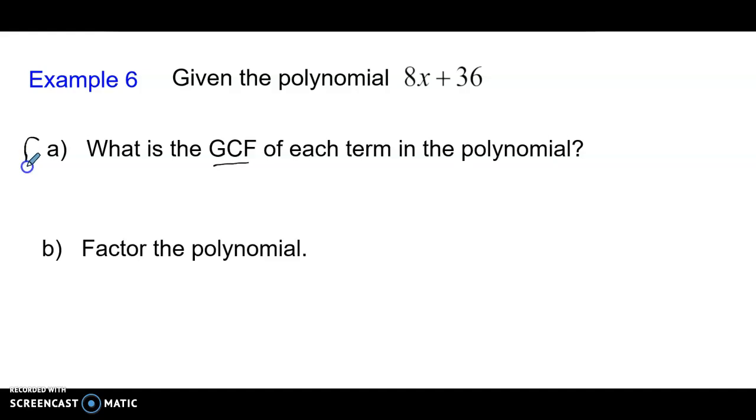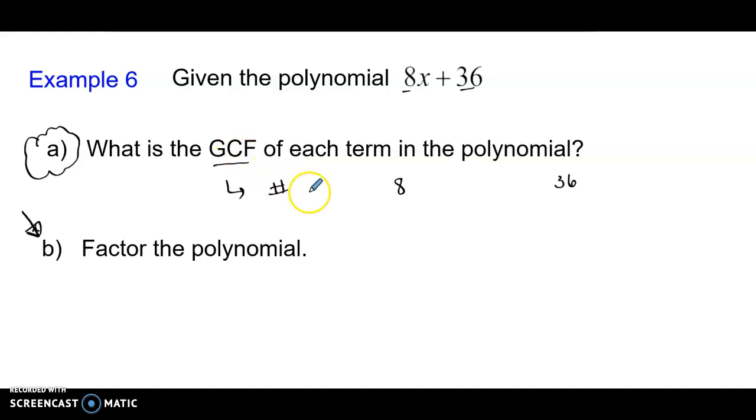So this is kind of a thought question. We don't always write it out exactly this way when we factor. We usually go right to the factoring part. But this is kind of breaking it down into 2 steps for us. So when we look for the GCF, we're looking for numbers and we're looking for letters. Well, there's numbers in both terms, but there's not letters. So that tells me that the GCF can only be a number. So I'm looking at 8 and I'm looking at 36.